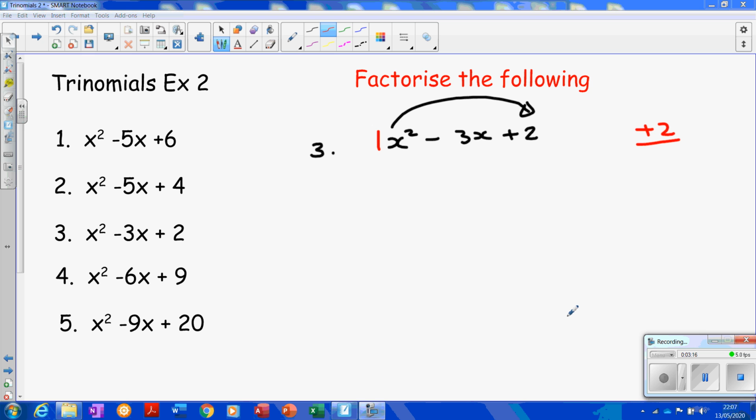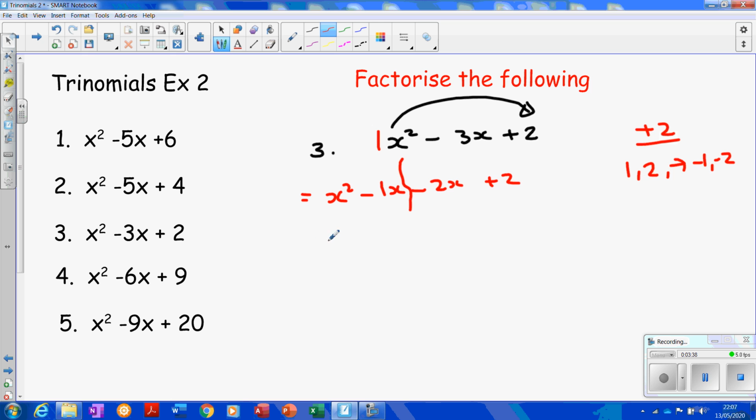Okay, next one, question 3. 1 times 2 is plus 2. Factors of 2 are 1 and 2, but also the pair that goes with that is minus 1 and minus 2. We're looking for minus 3. It's obviously that pair of factors. So I've got x squared minus 1x minus 2x plus 2. Split it down the middle.